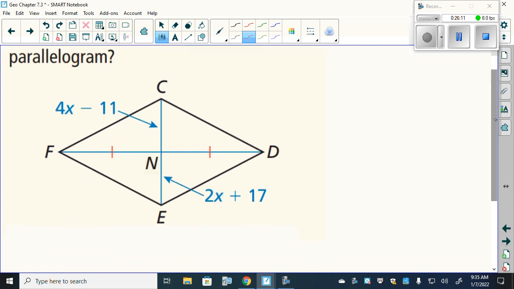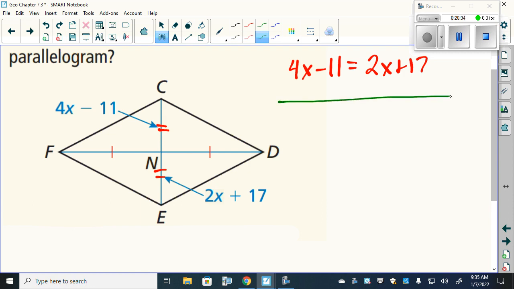Let's look at this one here. So again, if we want this to be a parallelogram, these two lengths need to be congruent. So we would need that 4x minus 11 is equal to 2x plus 17. What can we do first? Add 11. Negative 11 plus 11 is 0, telling us that 4x is equal to 2x plus 28.